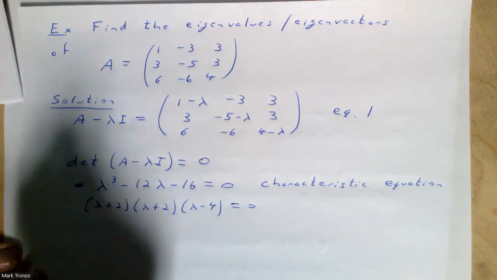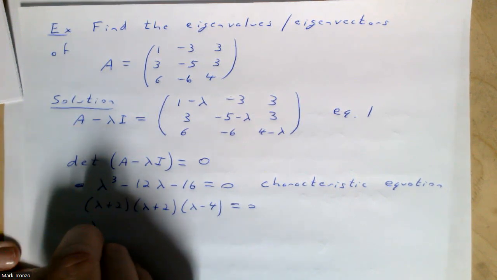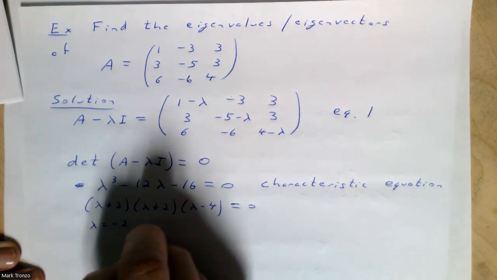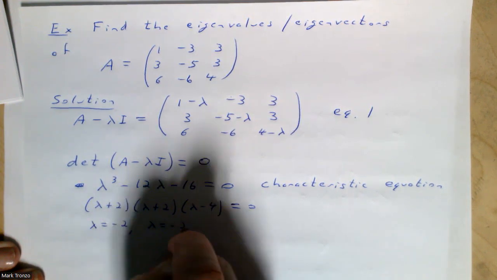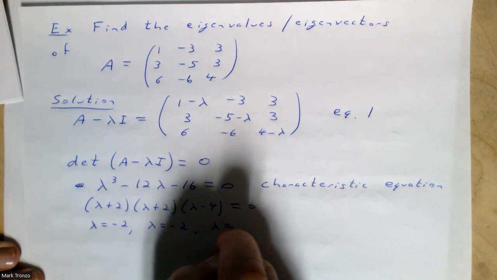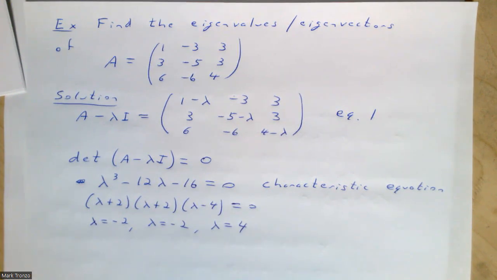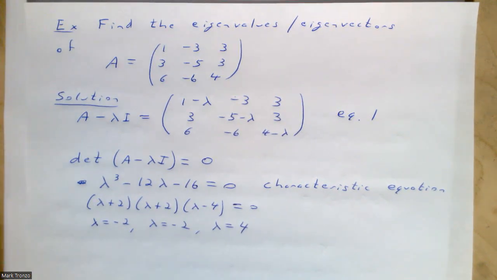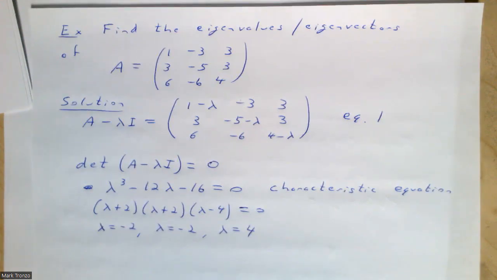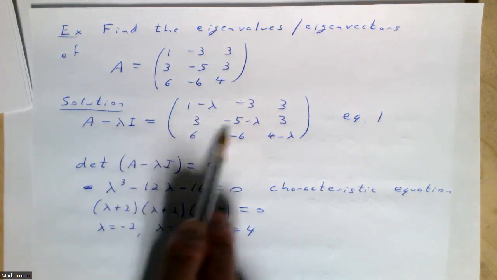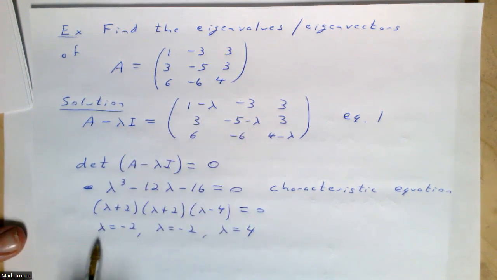Now, once you do that, you get lambda equal minus 2, lambda equal minus 2, lambda equal 4. Now, just like we did before, we're going to go back and put each of these lambdas back into this equation here. Now here, notice we have a repeat here.